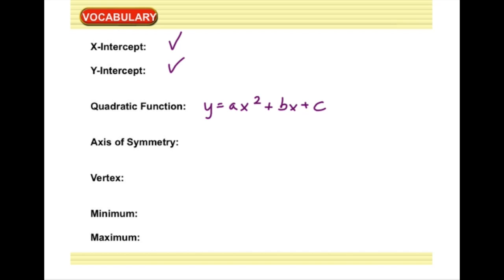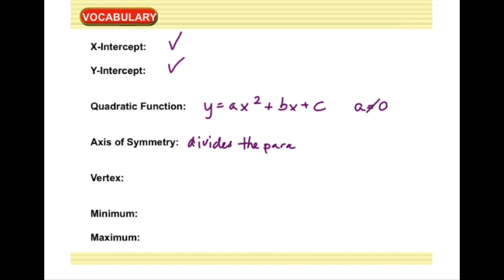So when we're thinking about this function, the only rule here is that a cannot equal 0. So what that tells us is that this is not a linear function, right? A linear function would be y equals mx plus b, or y equals bx plus c. Without the a, we don't have a quadratic function, so we need to have either a positive or a negative value of a.